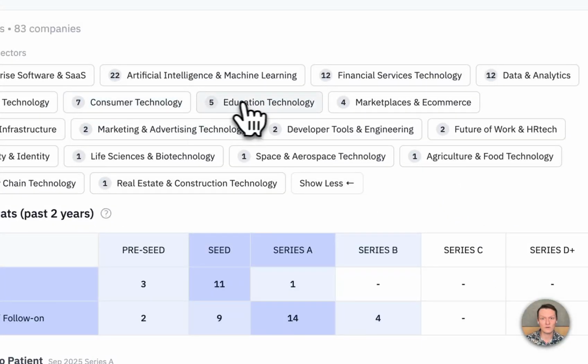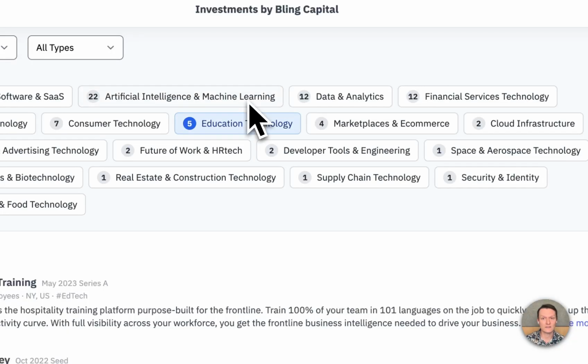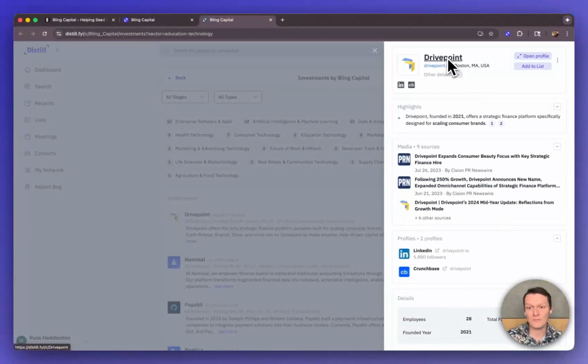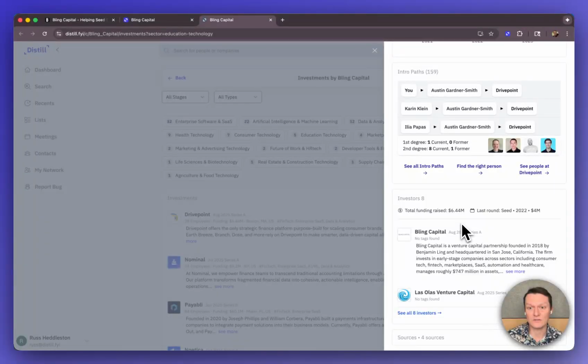And then we can also dive into the types of companies that they invest in. And so we can see mostly enterprise, AI, ML, fintech. We can dive into which companies are in each of these categories. So which edtech companies have they done? And then I can also go in and load these companies individually and look at more details about them.